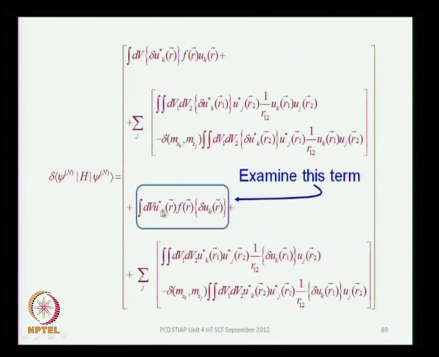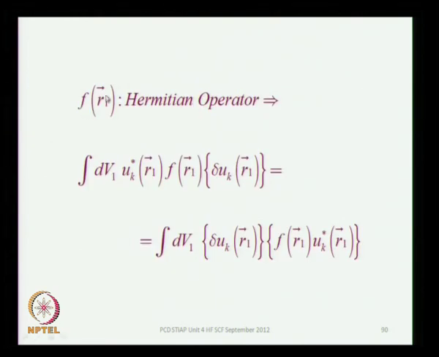So, some simplification is possible if you just examine this term. Now, look at this term. What do you know about the operator f? This is the single particle operator. It is a Hermitian operator. So, this is the term, and this being a Hermitian operator, this integral is completely equivalent to the integral which is written here at the bottom, from which the delta u k r 1 is a factor which had appeared in the earlier terms as well. So, you will then be able to combine all those terms.